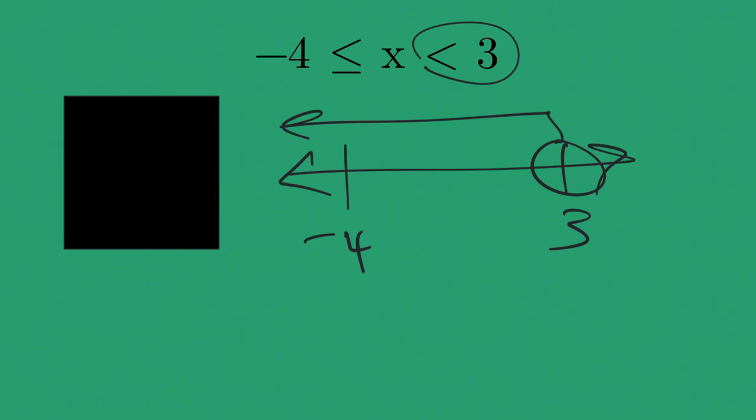If we're talking about values that are greater than or equal to -4, open or closed circle? That would be a closed circle because it's or equal to. And where would you find values that are greater than or equal to -4? To the right or to the left? To the right.